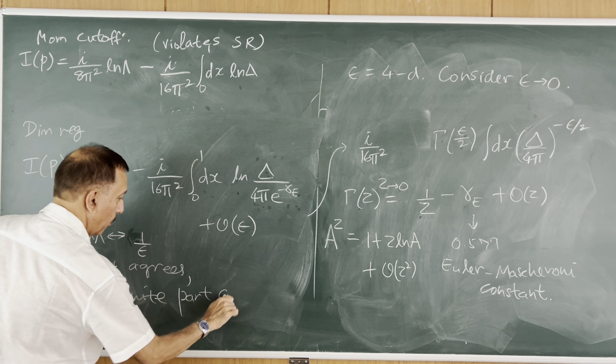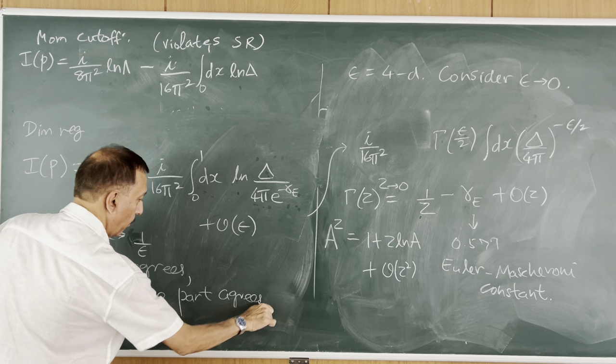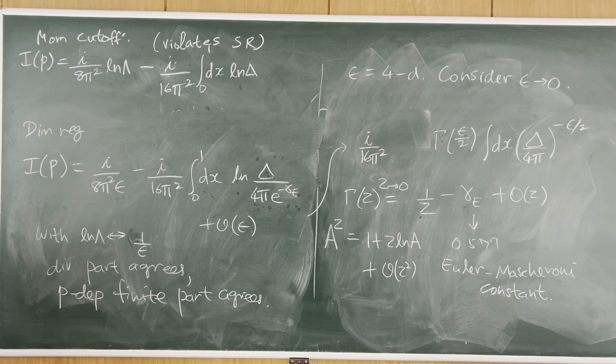Sir? Yes. If you see the above expression, you might conclude that the divergence is of order log lambda. And from the lower expression, it's like 1 by epsilon. So, how do we reconcile these two? It means that 1 by epsilon is like log lambda. They're two different schemes completely.